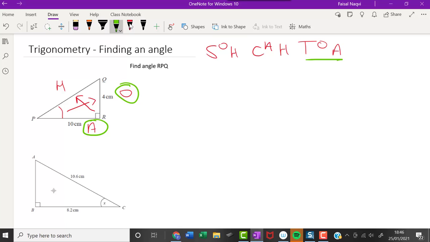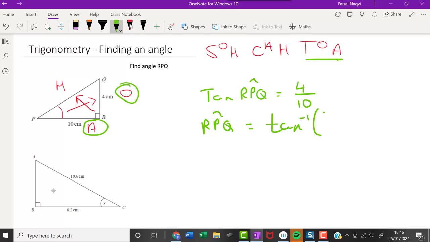Because I'm going to be looking for the tangent of the angle, that's going to be my opposite 4 divided by my adjacent 10. But that gives me the tangent of my angle. I don't want the tangent of the angle, I want the angle RPQ. So I have to do the inverse tangent, tan minus 1 of 4 over 10. If I put that into the calculator, I get 21.8 degrees to 3 significant figures.